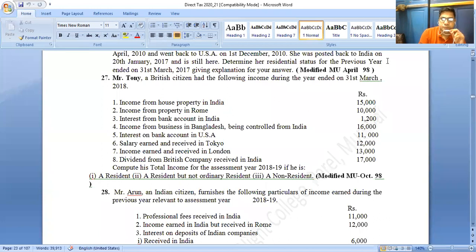Now I will continue. We have further notes that I want to share with you. Before that, we will discuss one more thing, that is the scope of income under section 5, that I will share right now.